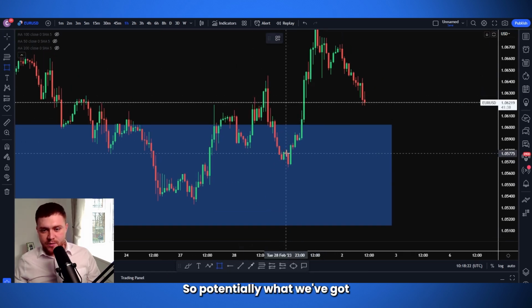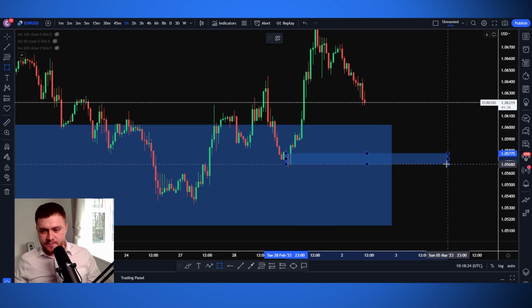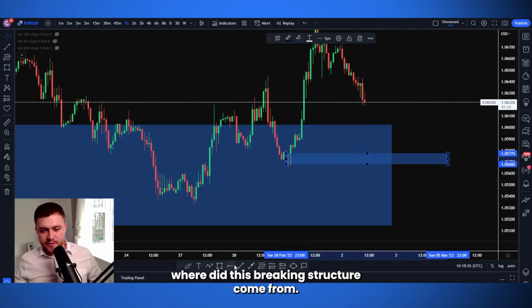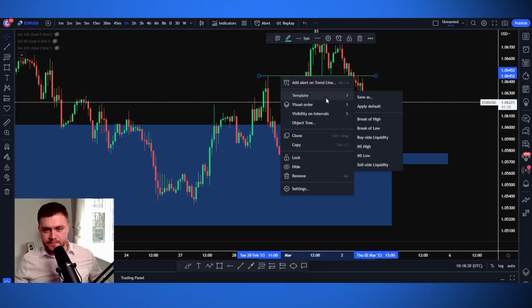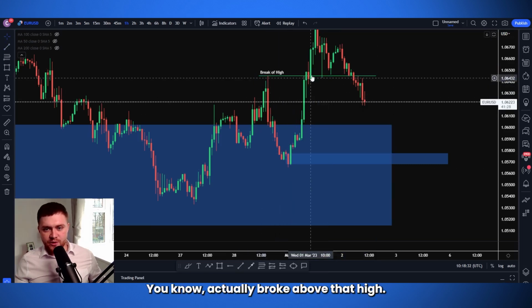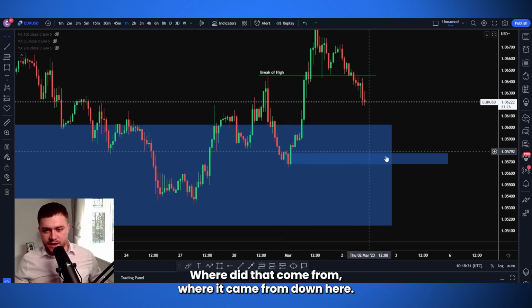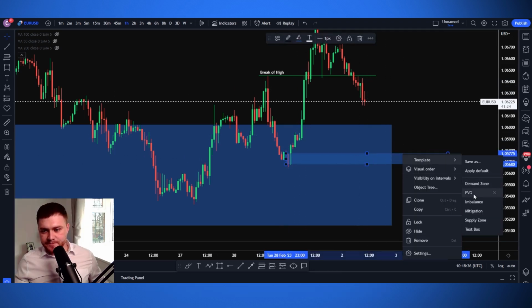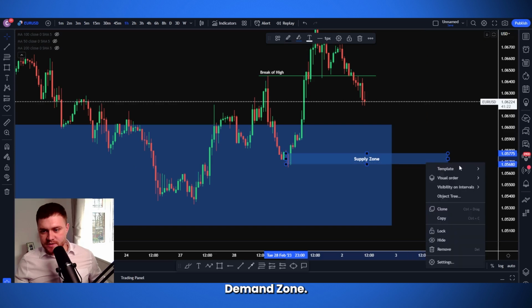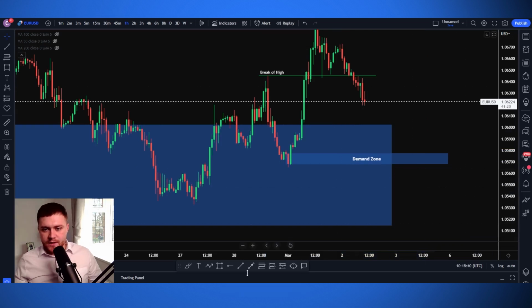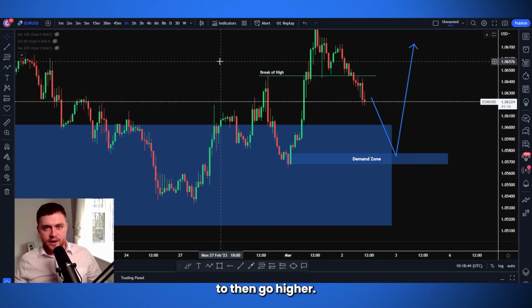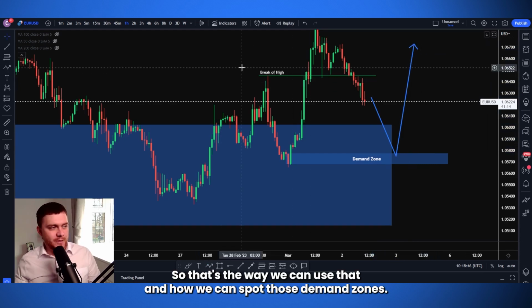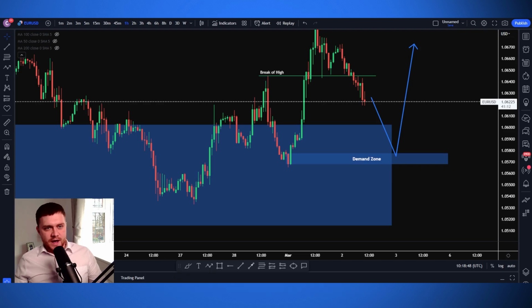So potentially what we've got, where did this break in structure come from? And by break of structure, I mean this one, because we broke above that high. Where did that come from? Well, it came from down here, sorry, demand zone. So we could really use this as a next trade to then go higher. So that's the way we can use that and how we can spot those demand zones.